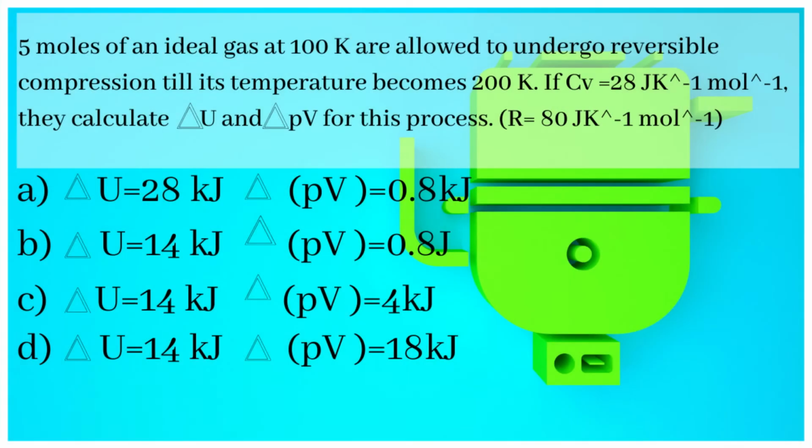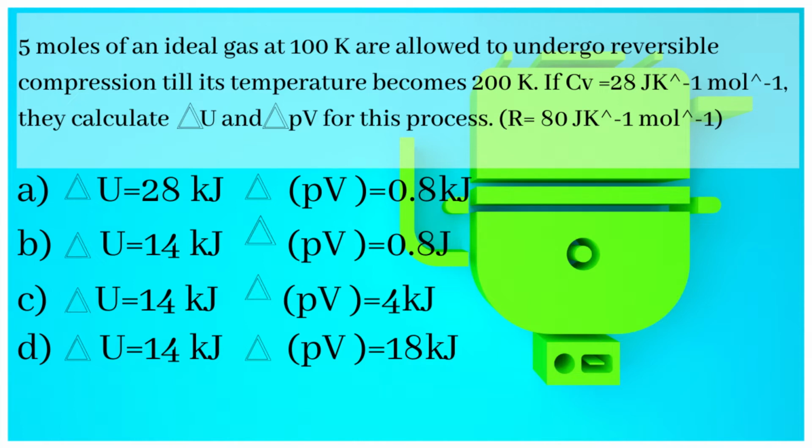The next question says: 5 moles of an ideal gas at 100 Kelvin are allowed to undergo reversible compression till its temperature becomes 200 Kelvin. If CV is 28 joule per Kelvin per mole, calculate delta U and delta PV for this process. Now for this question, what will we do? It's very simple.